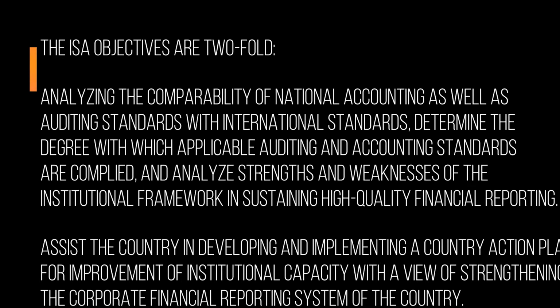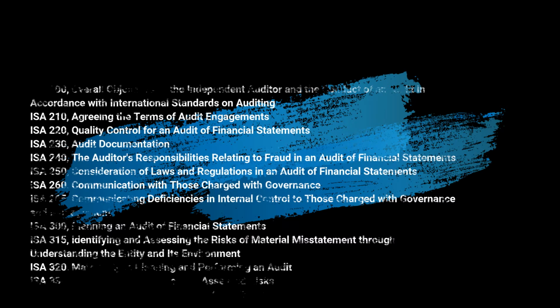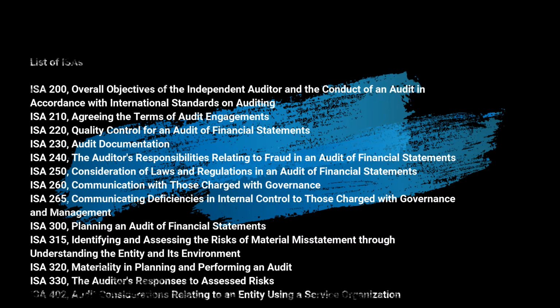Listing the ISAs, which are the International Standards on Auditing. Some of these standards range from number 200 to 800. I've just named some of the standards. First is ISA 200, that is overall objectives of the independent auditor and the conduct of the audit in accordance with international standards on auditing.